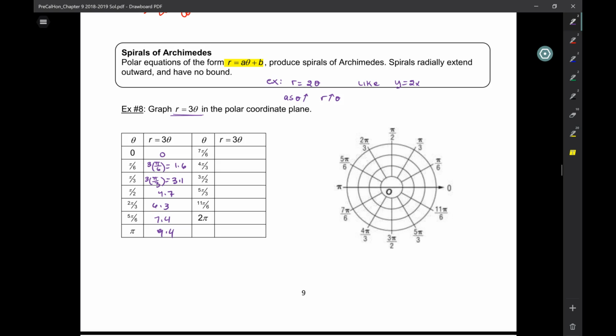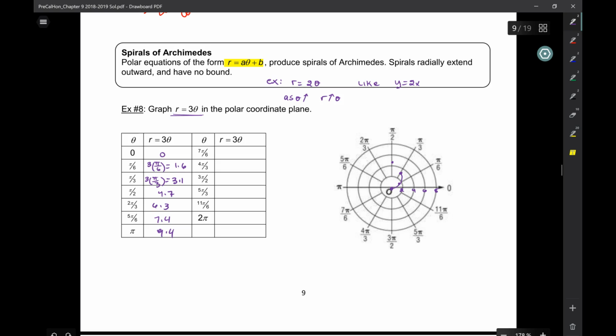Okay? When theta is 0, r is 0. When theta is pi over 6, it's 1.6. Pi over 3, 3.1. Right? So look at what happened here. Pi over 2, 4.7. 2 pi over 3, 6.3. 5 pi over 6, 7.4. And then pi, it's like 9 point something.